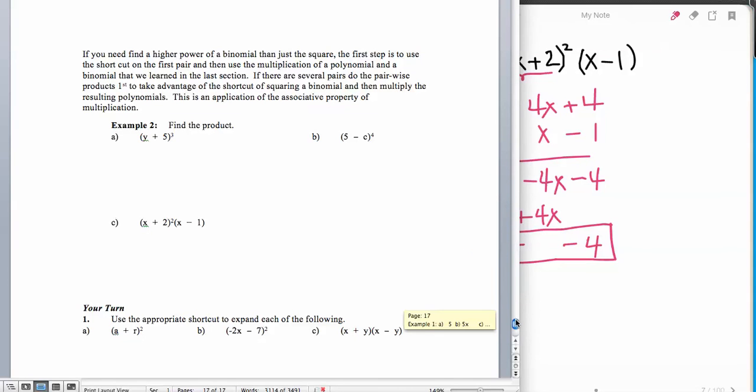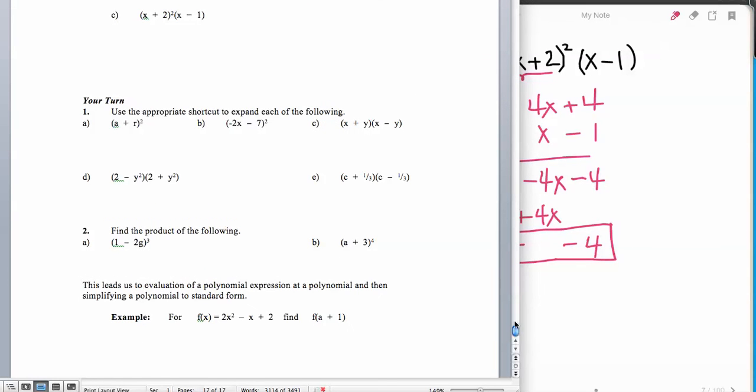And finally, it's going to be your turn. So you may want to go ahead and copy these problems down and then come back and watch them in the next video.